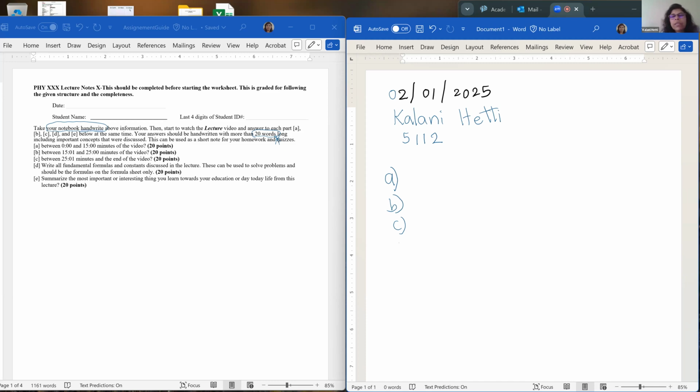And then you go to part D. In part D, write all fundamental formulas and constants discussed in the lecture. These can be used to solve the problems and should be formulas on the formula sheet. I provide you the formula sheet. There are fundamental formulas in the formula sheet. Those formulas are not in order because sometimes we pick them up at different time intervals when we need to discuss some concepts, right? Because of that, your formula sheet is your reference sheet that you can always keep with you.